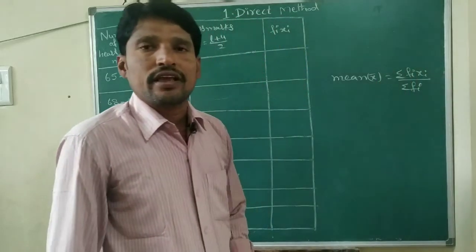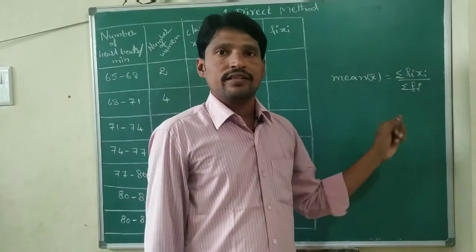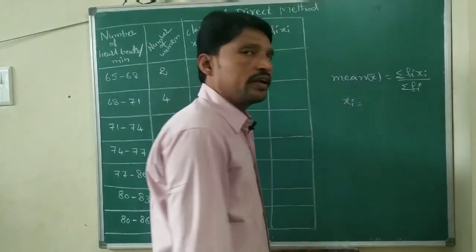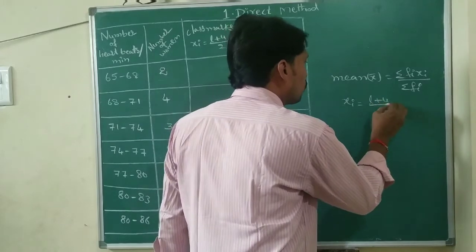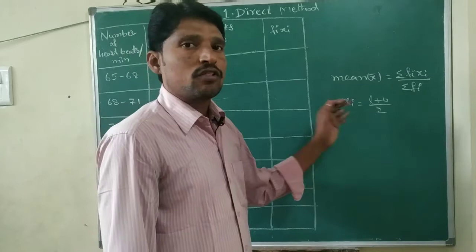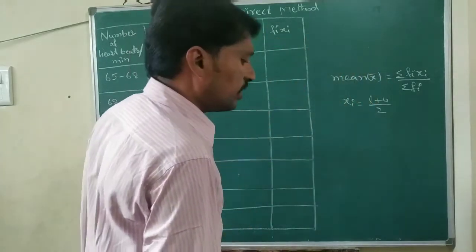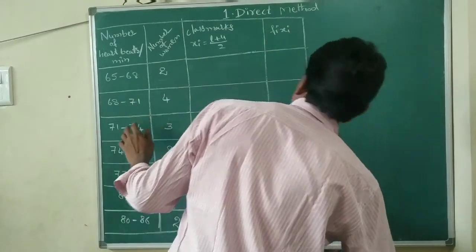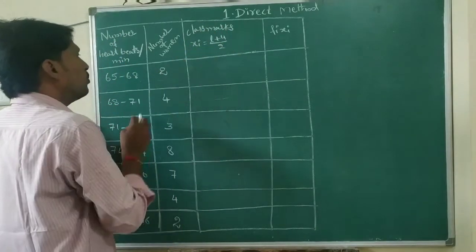What is fi? Fi means the respective class interval frequencies. Xi means class mark. How do we get the class marks? Xi equals L plus U by 2, the average of lower limit and upper limit. L means lower limit, U means upper limit. I put all this in the table. Now we need to find the class marks.